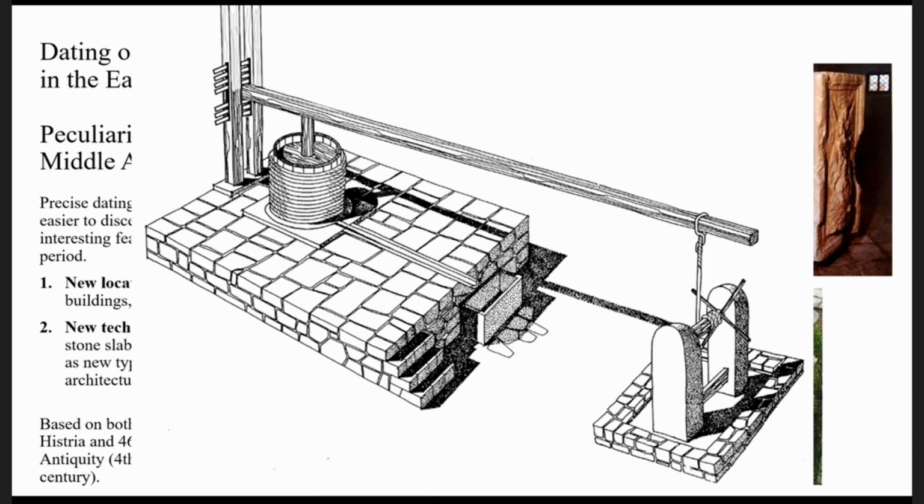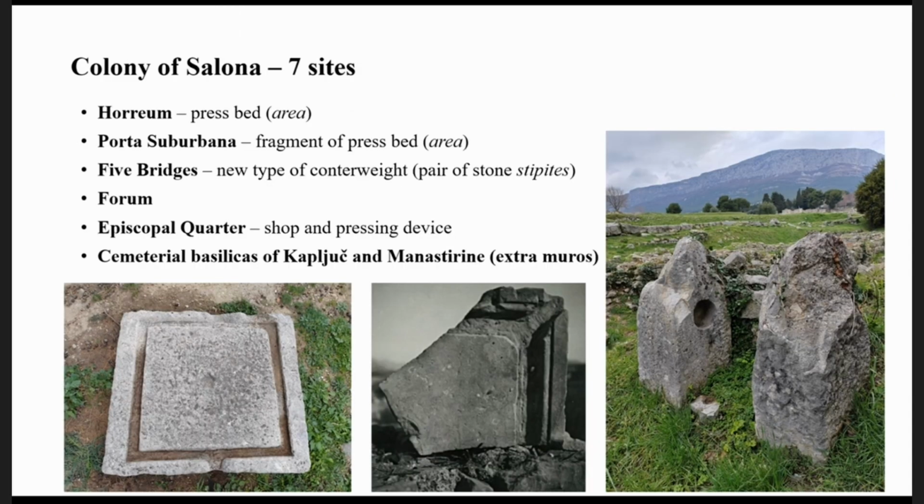I will start with the city of Salona because I was able to visit this archaeological park mid-February this year, and I have pictures of the several pressing devices which were excavated in this colony. The problem with Salona is that only 20% of the city was excavated so far, and most of it was excavated by the end of 19th century or beginning of 20th century. So most of the excavations are very, very old, and they are not very well published. So what I did is the new analysis of the available stone monuments in situ.